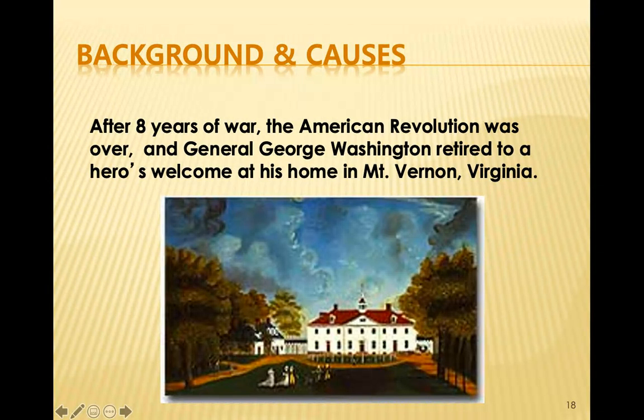After 8 years of war, the American Revolution was over, and General George Washington retired to a hero's welcome at Mount Vernon, Virginia. This was kind of like his second retirement, because remember, he was also a hero of the French and Indian War.